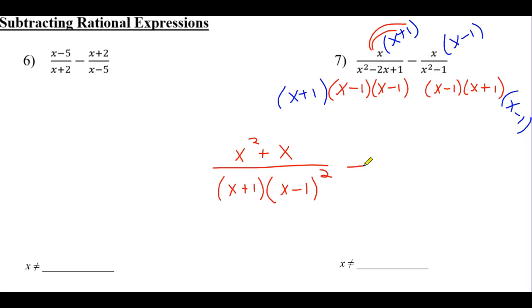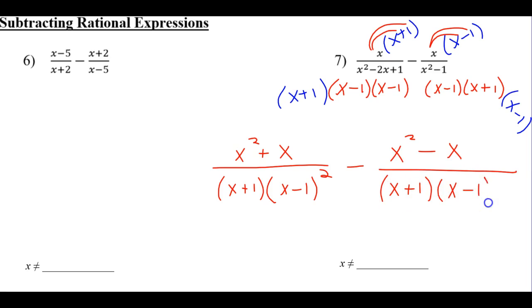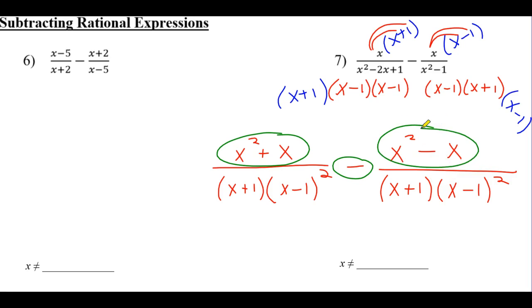Minus, the subtraction sign, and then we would distribute again. So x squared minus x all over the common denominator of x plus 1, x minus 1 squared. Now that the denominators are common, what do we do? We do this minus this, right? Subtract across the top.